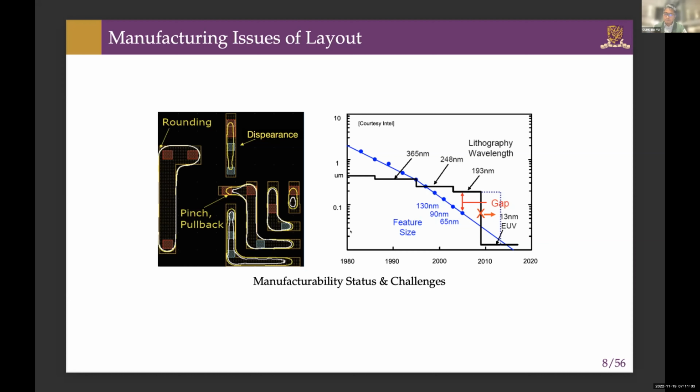This right side is an old picture of the lithography system. Essentially, using DUV may still be very challenging for very advanced manufacturing. Nowadays, people are already talking about using EUV, but EUV still has some problems, especially for very advanced technology nodes.